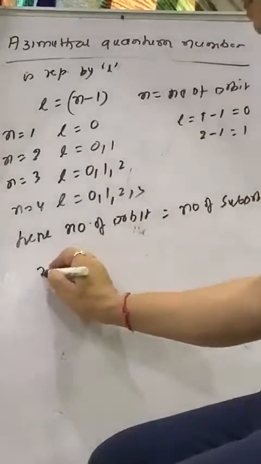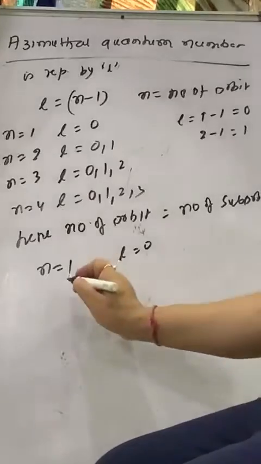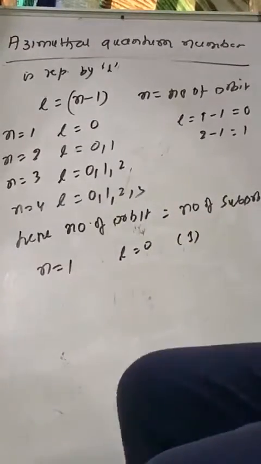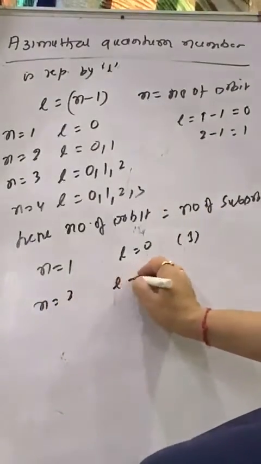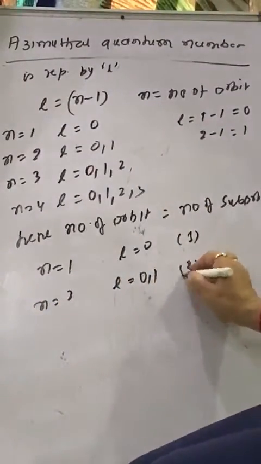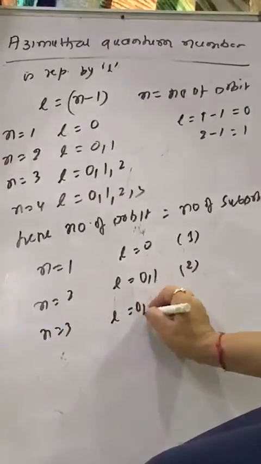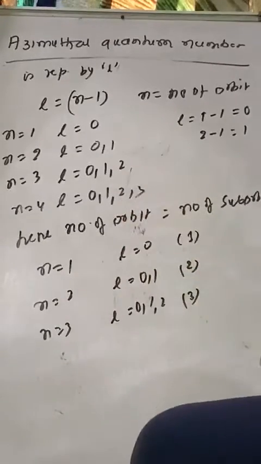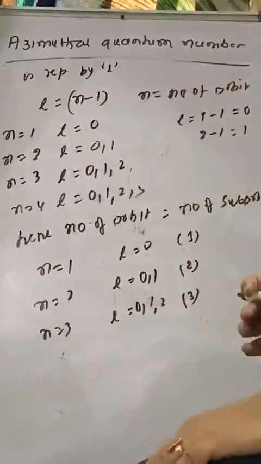Just see, if the orbit number n is 1, that means L will be equal to 0, and that L = 0 is counted as 1. If n is equal to 2, then L will be equal to 0 and 1, that is 2. Correct? If n is equal to 3, L will be equal to 0, 1, 2, that is equal to 3. You can understand the number of orbits is equal to the number of what? Suborbits. You cannot go away from that particular part at all.